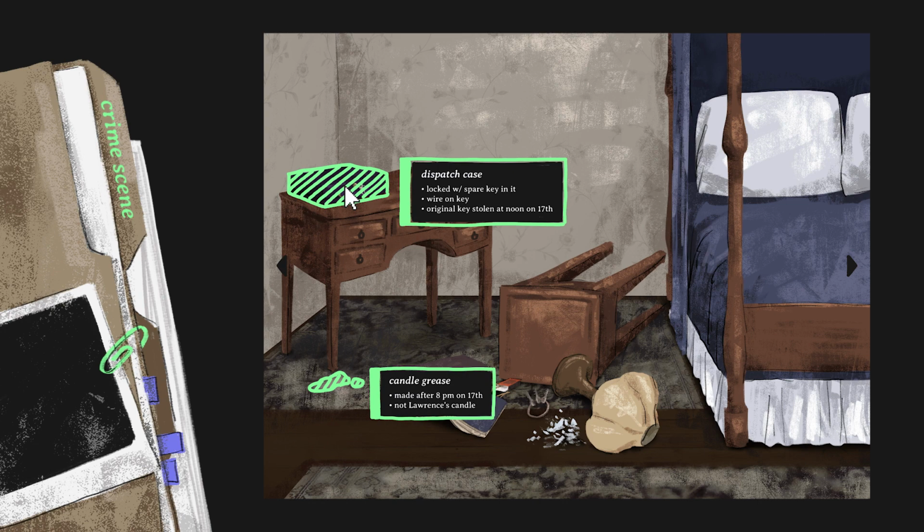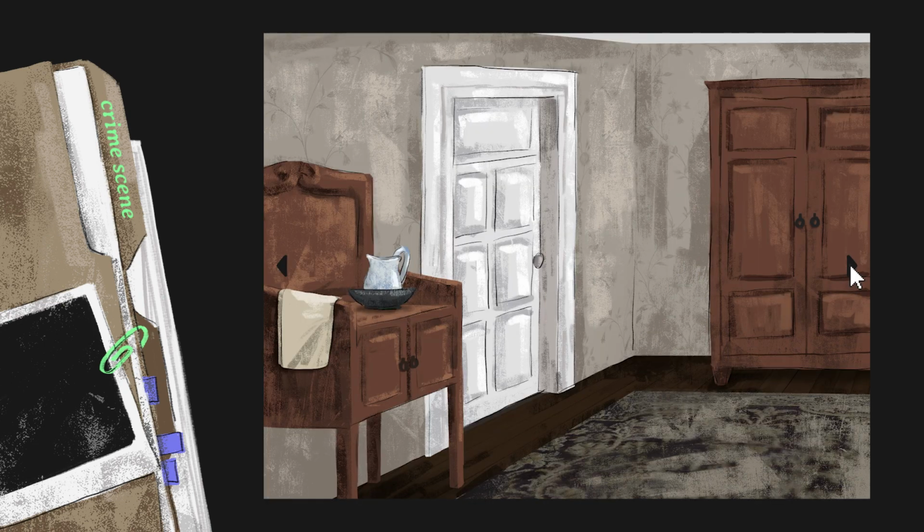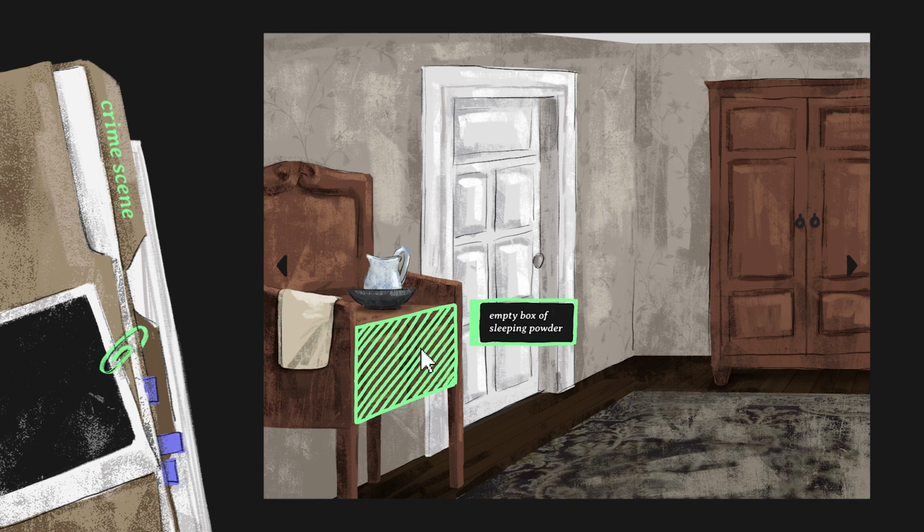Then onto the fallen bedside table. The crushed coffee cup cannot be analyzed. Then in the drawers of the washing stand is an empty box of sleeping powder.